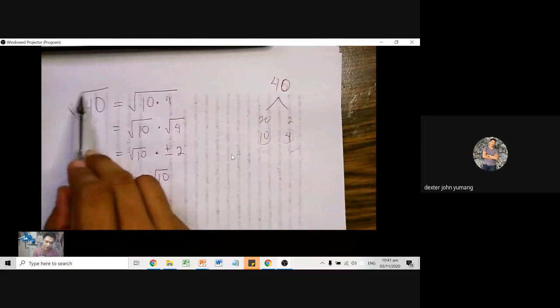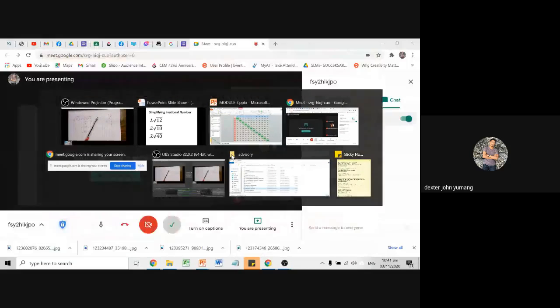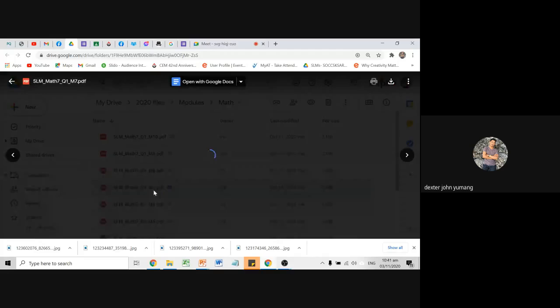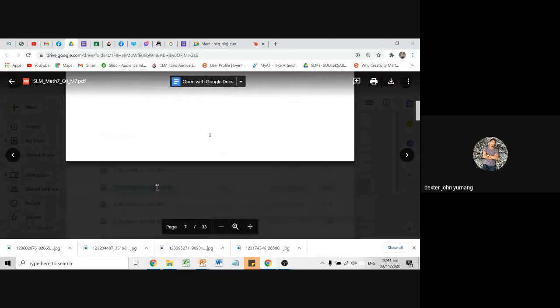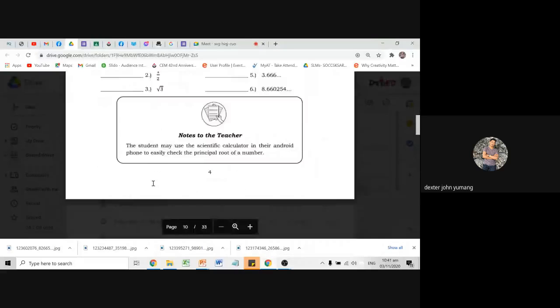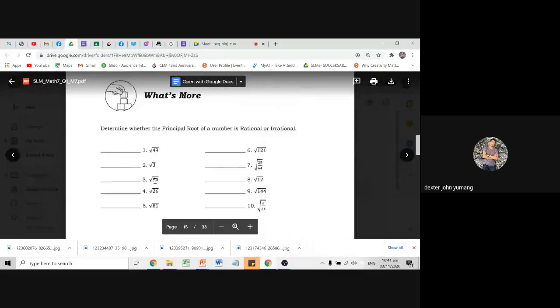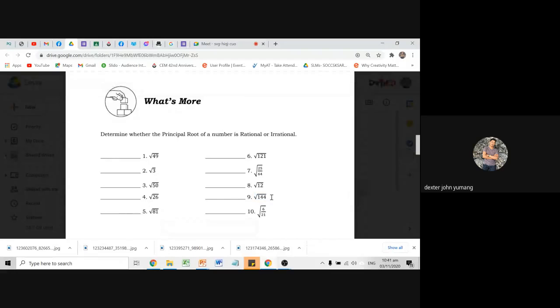Ito po yung radical sign. Okay, let's have an activity, pero we will answer that one together. So, let us open your module number 7. So your module number 7 is not yet distributed, still on our hands. Ito po. Hanapin nyo po kung rational siya or irrational.